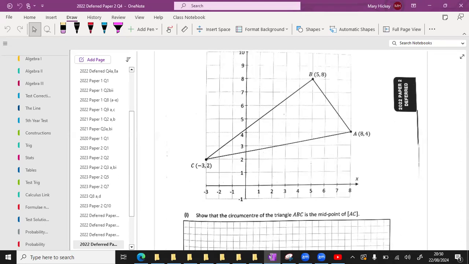So I suppose first we probably need to recap on what exactly a circumcenter is. So circumcenter, we need to think about this for a moment. It's a point that is equidistant from all three vertices. Another way of talking about it is you can say that it is the point where the triangle's three perpendicular bisectors intersect.